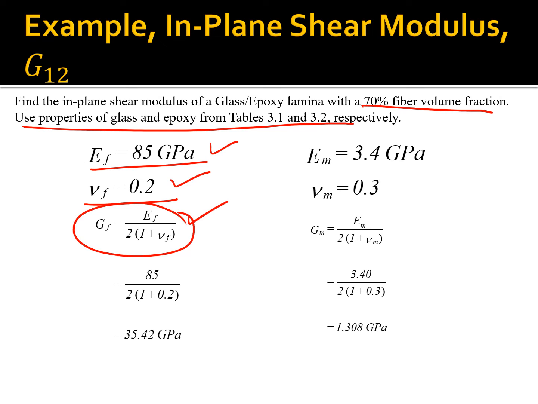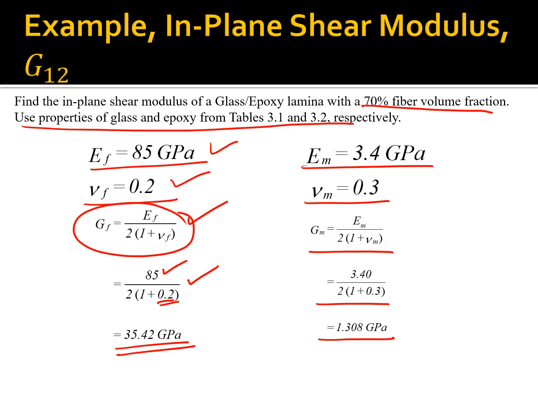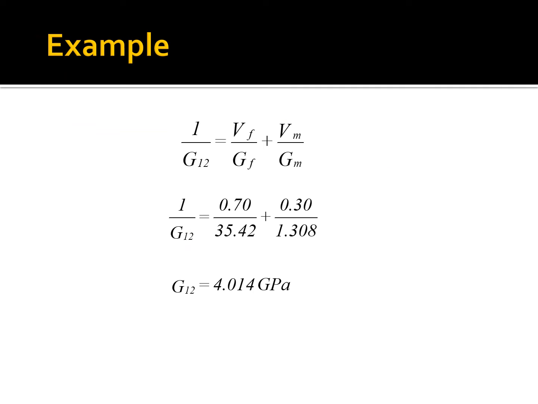So we have this relationship for the isotropic material of glass, and we get this. This is the Young's modulus of the fiber. This is the Poisson's ratio of the fiber, and we get the shear modulus of the fiber here. Same thing here, we have Young's modulus and Poisson's ratio of the matrix given of the epoxy. We are able to find out what the shear modulus of the matrix is. Now we are set. How are we set?